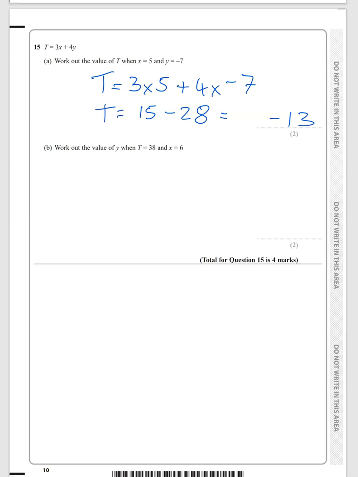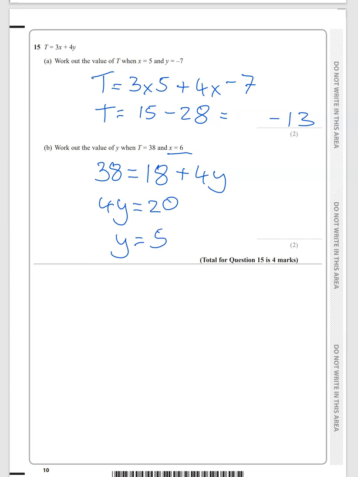Now work out the value of y. Right, okay, so let's stick these numbers into the equation. We've got 38 is equal to 18, and it's 18 because it's 3 lots of 6 plus 4y. So 4y must equal 20, because 20 add 18 is 38. So y must be 5. 4 times 5 is 20. Stick it on the answer line.